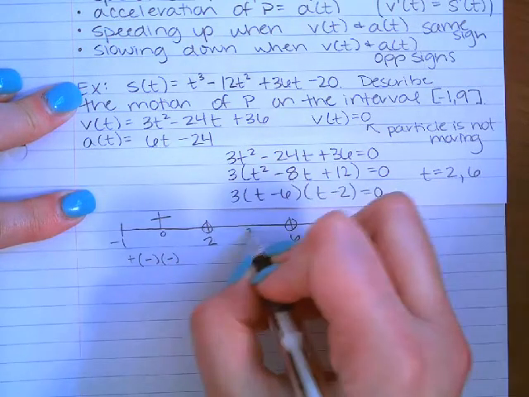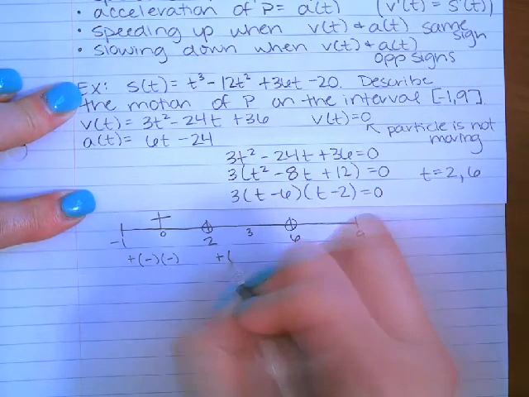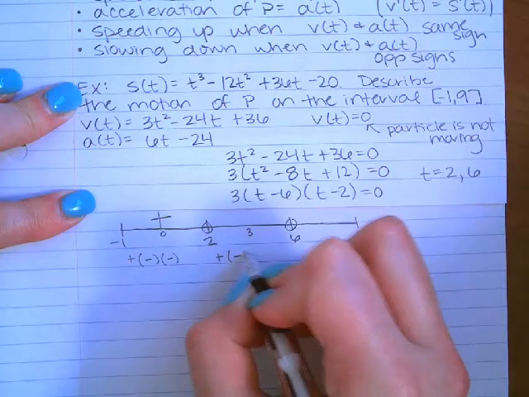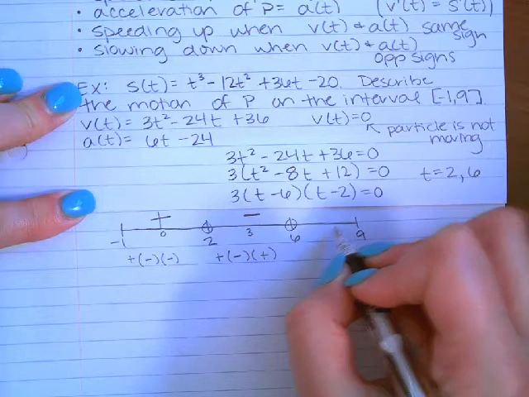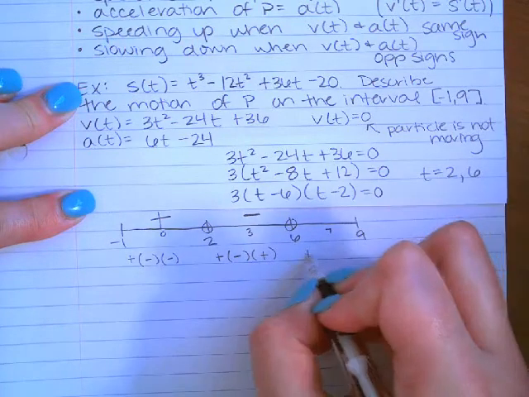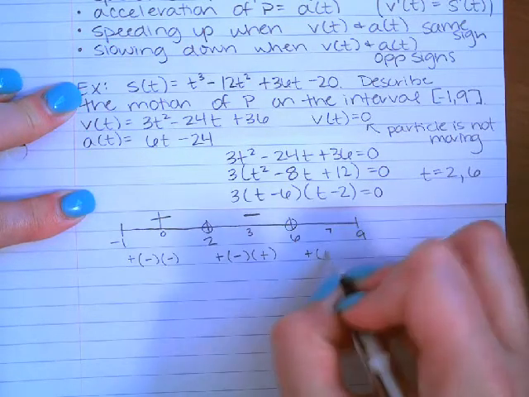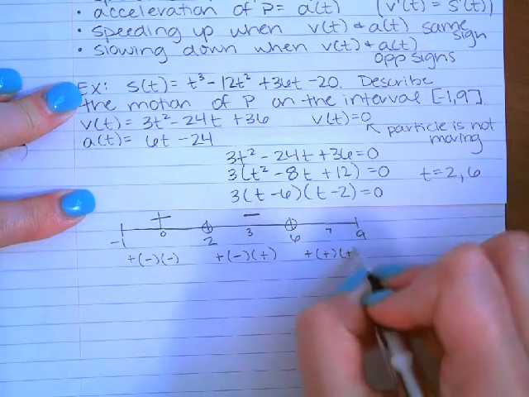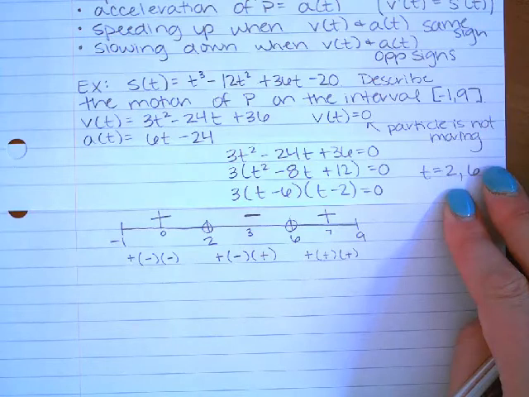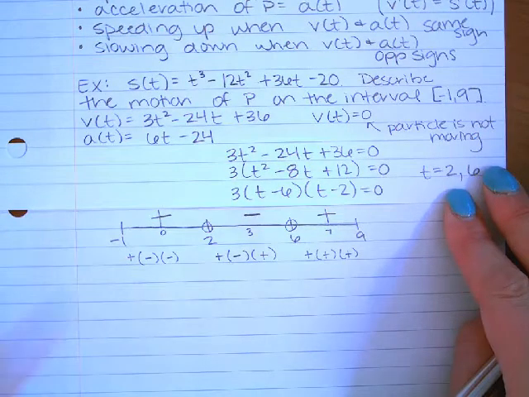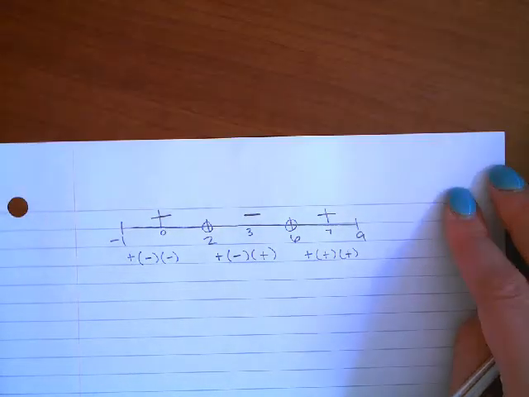Pick another number. So I've got a positive 3. 3 minus 6 is negative. 3 minus 2 is positive. That's a negative answer. Choose 7. 3 is positive. 7 minus 6 is positive. 7 minus 2 is positive. Okay. It is very typical on a sign chart like this for the intervals to alternate, but you can't assume that will always happen, because it won't, so you'll get half your problems wrong then.